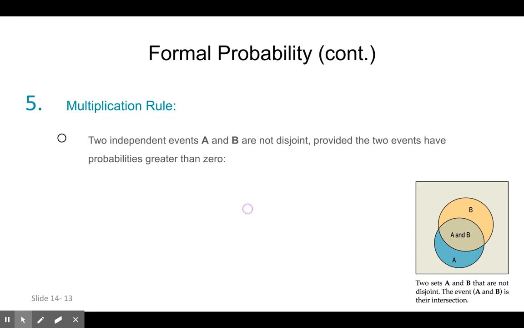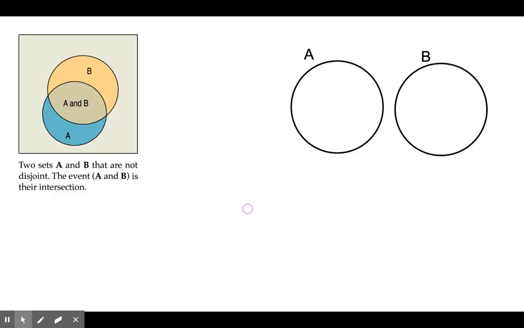So what does that look like? So multiplication rule doesn't work if you have mutually exclusive events. Just wouldn't make any sense. So if I have two things that don't overlap at all, there is no intersection. So what's the probability of A and B? Well, nothing, zero. It doesn't happen. They're mutually exclusive. But what if they are overlapped and they're not mutually exclusive? They can happen at the same time. Well, then, yeah, you're going to multiply those probabilities together.